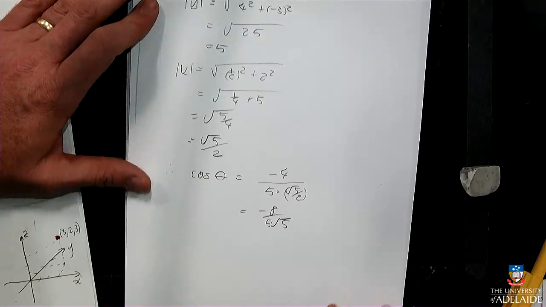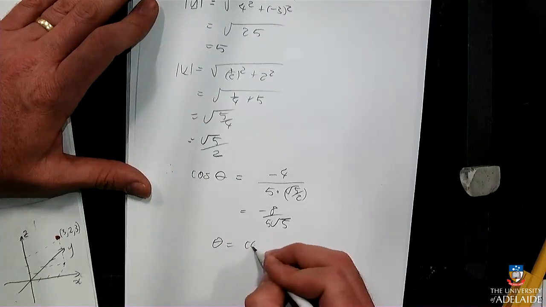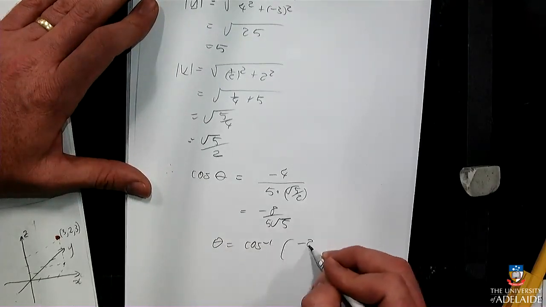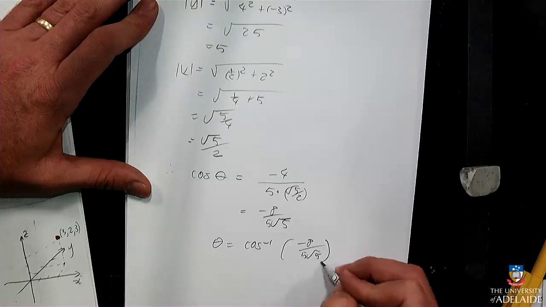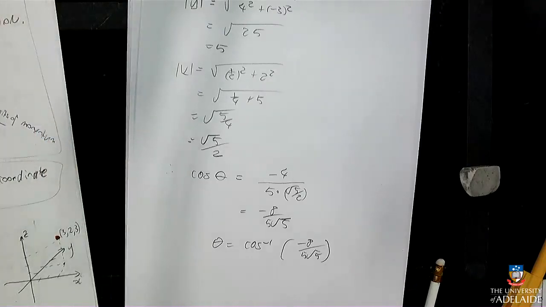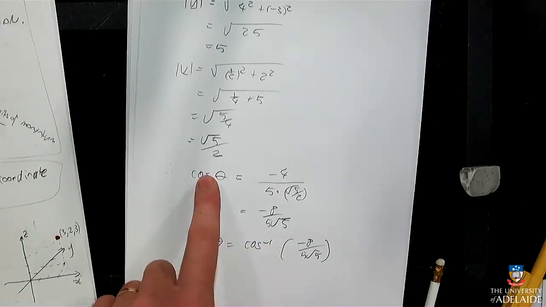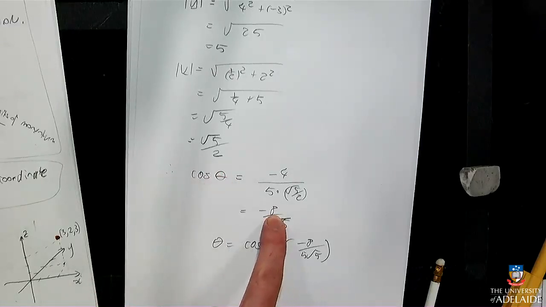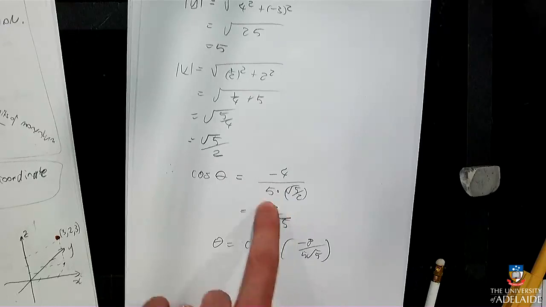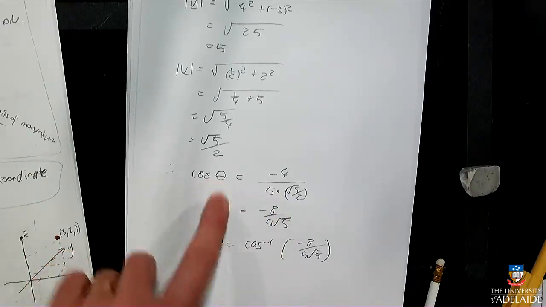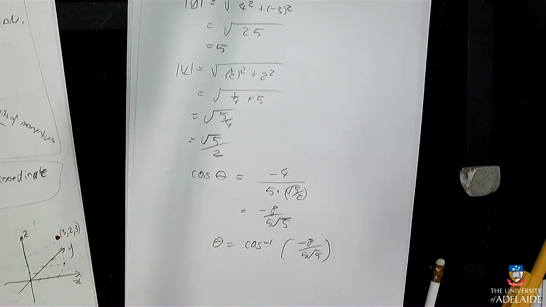All right, so theta is going to be cos inverse of minus 8 over 5 root 5. Now, very important, you cannot say cos inverse equals. Cos inverse is the name of a function. It's the opposite function of cos. So the idea is that when we do cos on this angle, it comes out to this answer, which means when we do cos inverse on this answer, it should come out to the angle. Okay, so I get my calculator and I type that in.